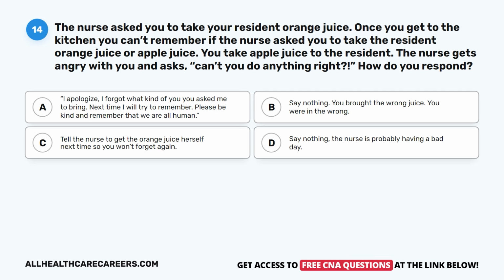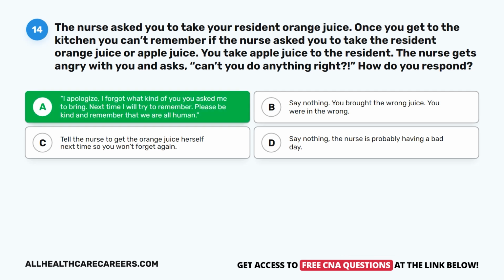I apologize, I forgot what kind of juice you asked me to bring. Next time I will try to remember. Please be kind and remember that we are all human. B. Say nothing. You brought the wrong juice. You were in the wrong. C. Tell the nurse to get the orange juice herself next time so you won't forget again. D. Say nothing. The nurse is probably having a bad day.